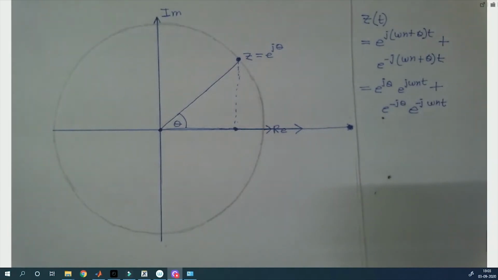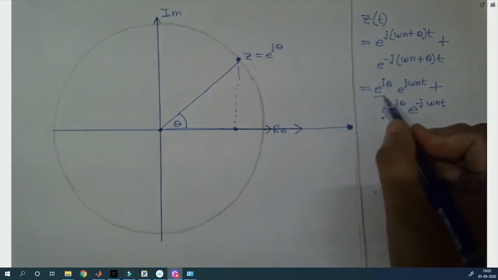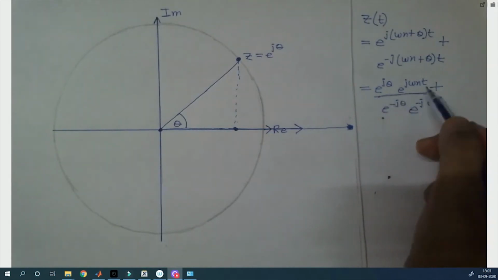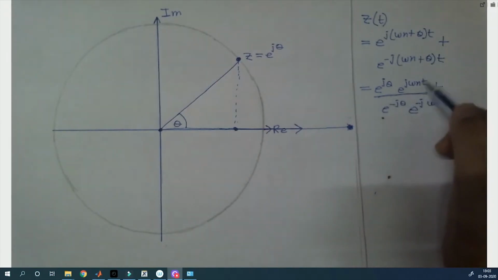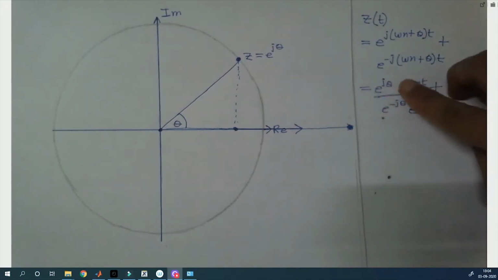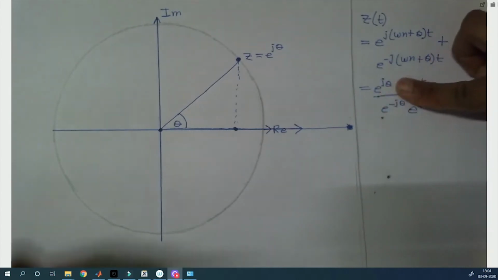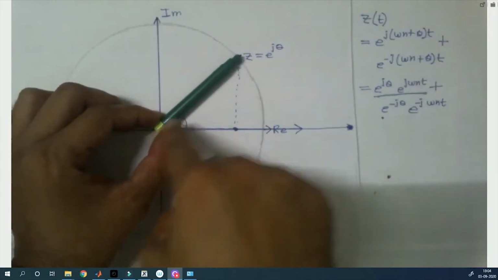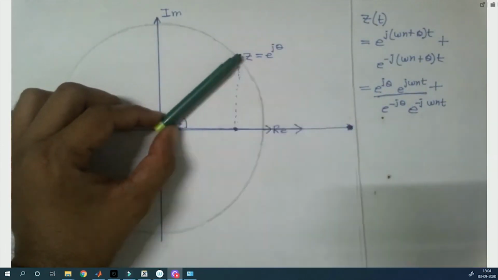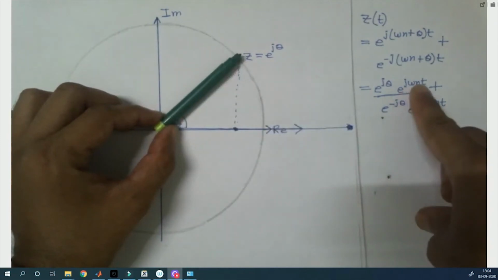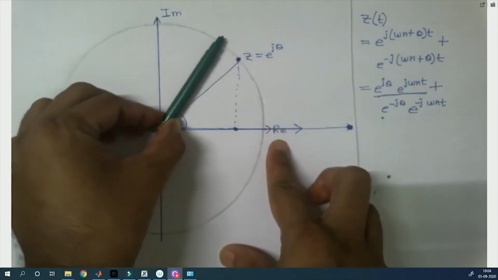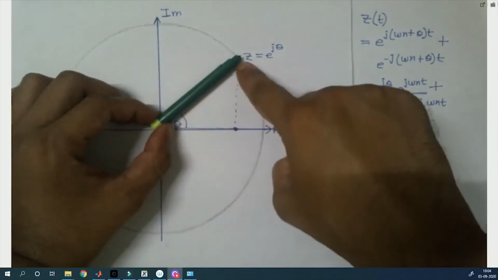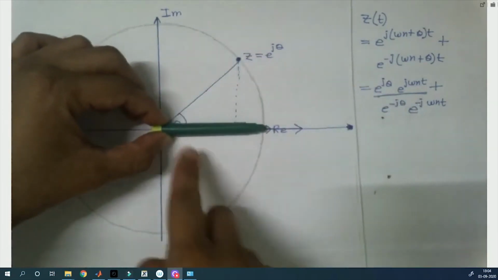Now consider this part. It is a complex number, a complex function of time. At t equal to 0, the value is e to the power j theta. So at t equal to 0, this part will represent a point somewhere here, and as time increases it will move counterclockwise, but it starts from the angle theta instead of the horizontal position.